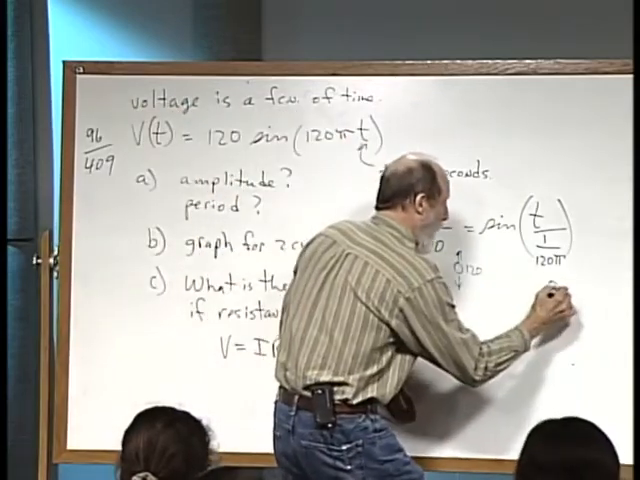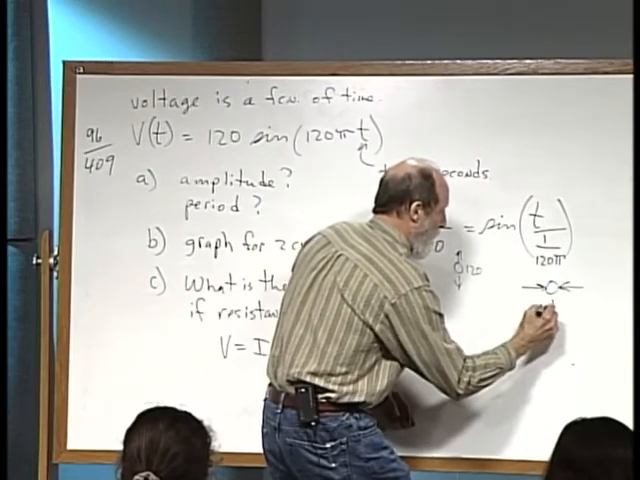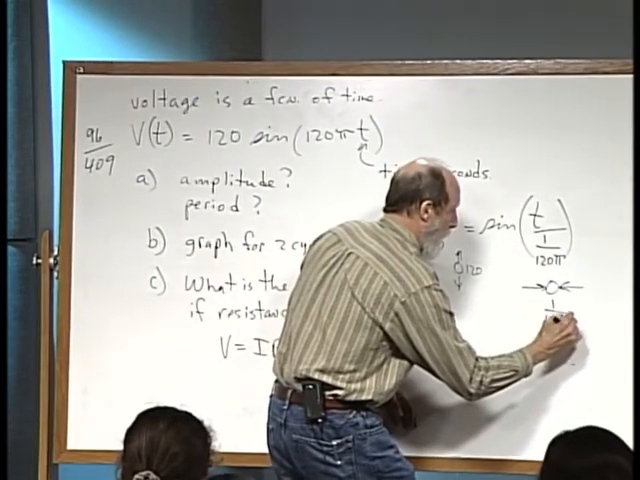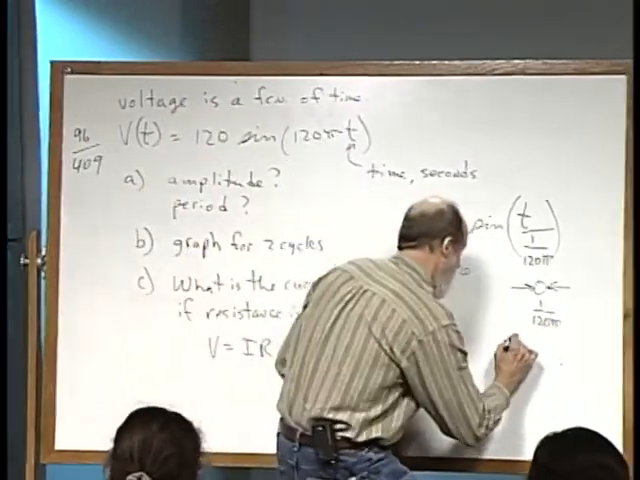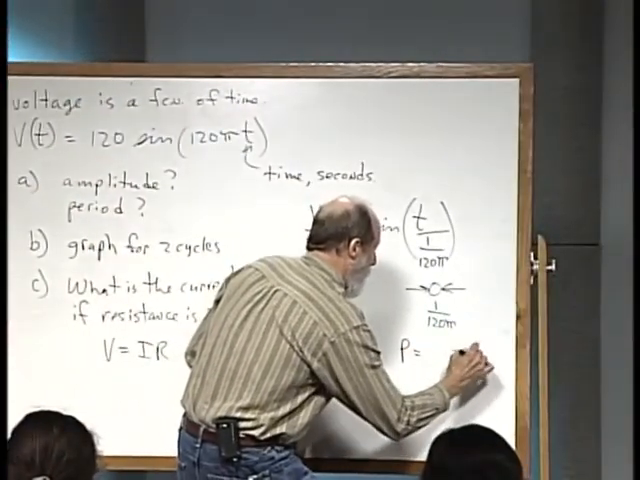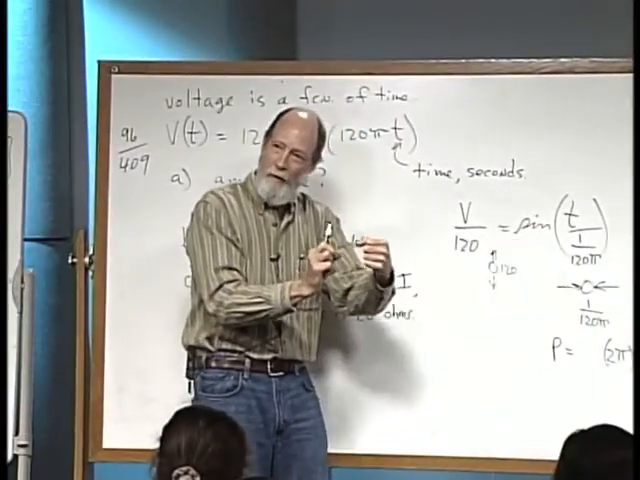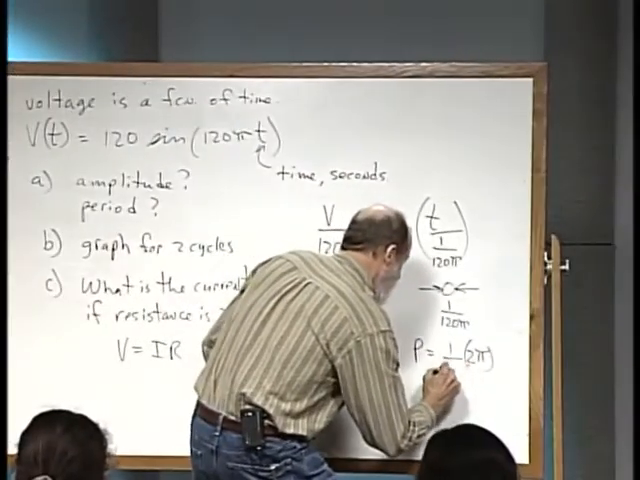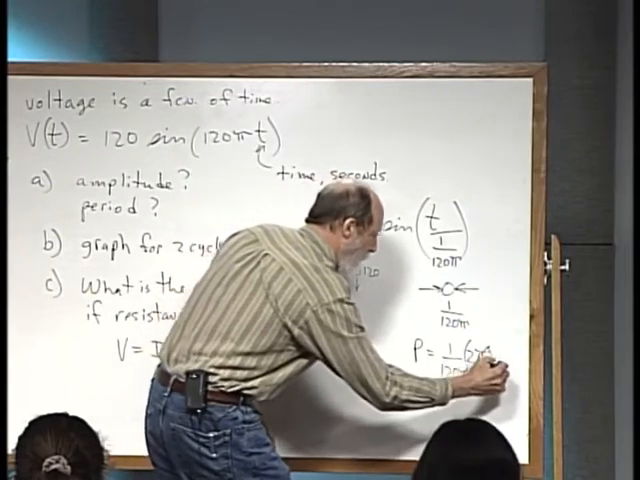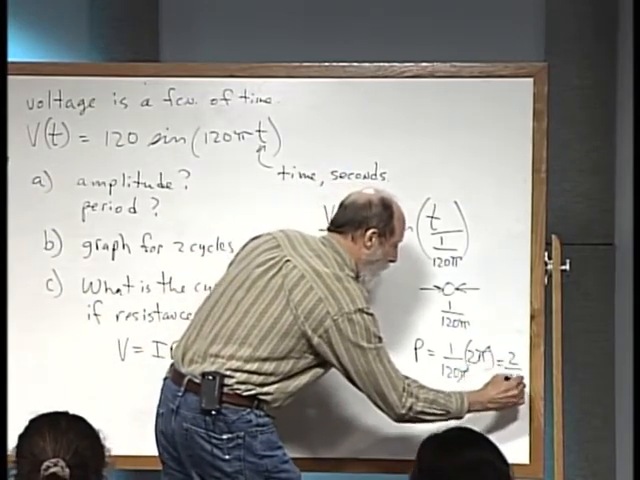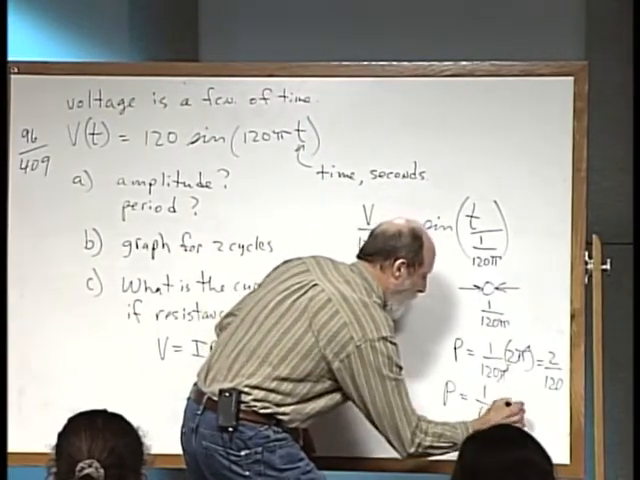So we have grabbed this thing and we have squeezed our basic sinusoid by a multiple of 1 over 120 pi. So what is the period? Normally it's 2 pi multiplied times that compression factor. Look what happens. You get 2 over 120. The period is 1/60th of a second.